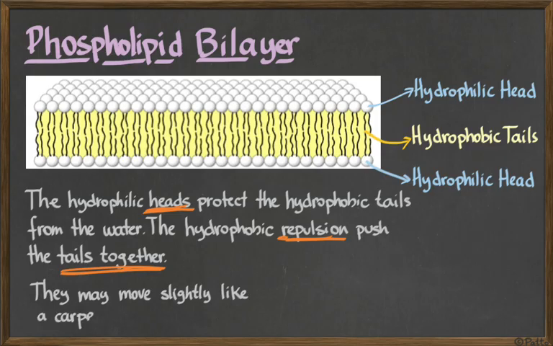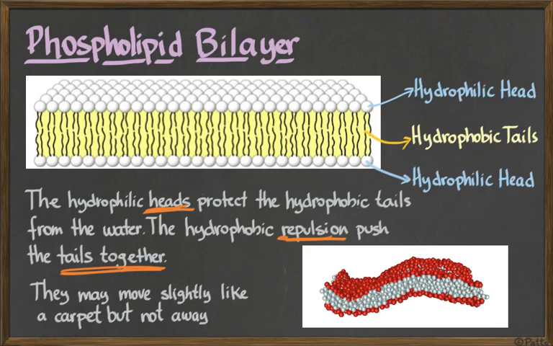So they may move slightly. It looks like a carpet, so we call this fluid, because they can kind of move around, but they cannot move away. So a membrane is very difficult to break apart, because if you break it apart, water enters into the hydrophobic parts and they don't like it, so they stay together. This is the idea. Okay.